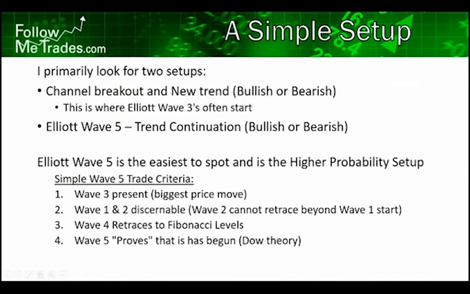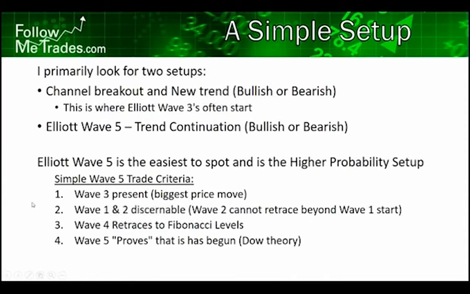Okay. So again, I look for two primary setups. I look for a channel breakout and a new trend starting. That's where wave 3's come from. And I look for a trend continuation. Okay. Elliott wave 5, it's easy to spot because you got 4 waves before there, and it's a high probability, right? I got simple criteria I'll share with you here, right?